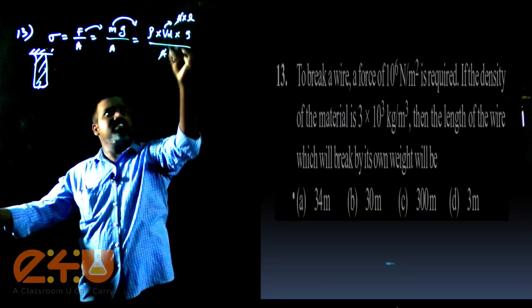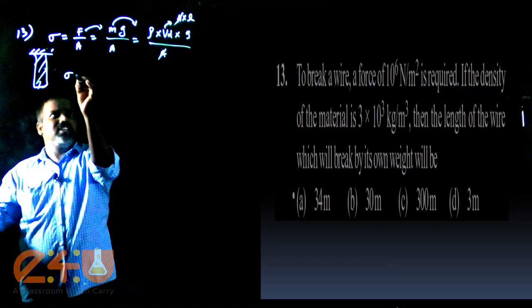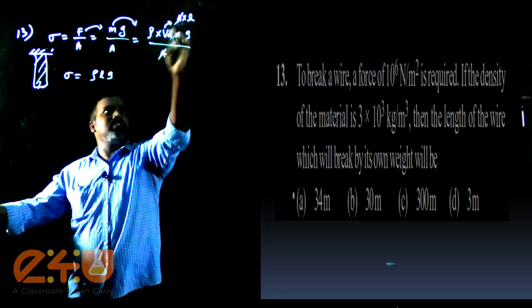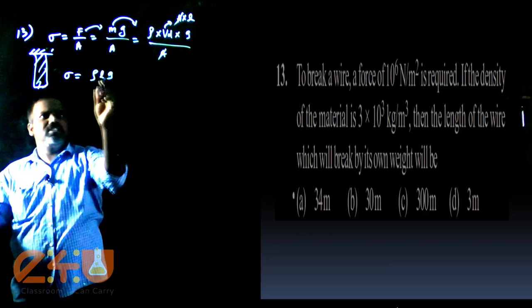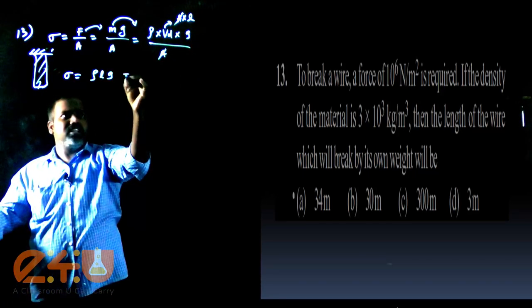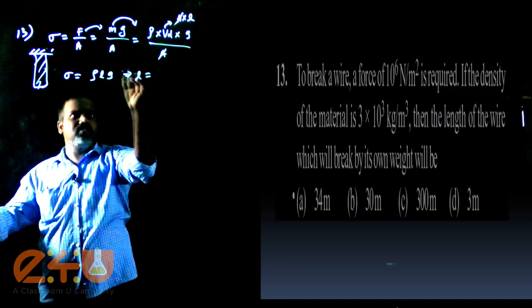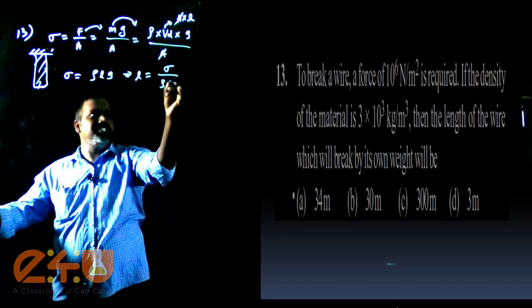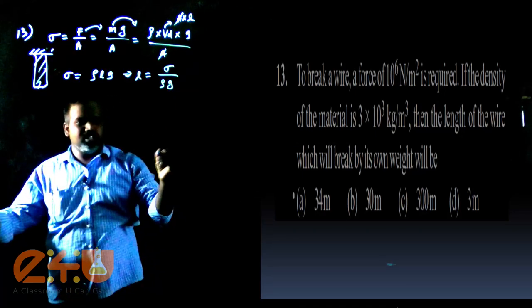So this area gets cancelled out. Therefore, I can get sigma is equal to rho L g. So sigma equal to rho L g, that is the given quantity. Therefore, from this I can get that L is equal to sigma divided by rho into g. So now you please substitute the given value.